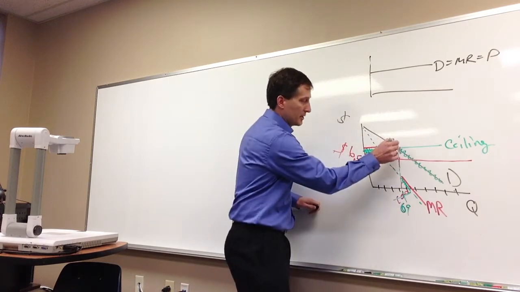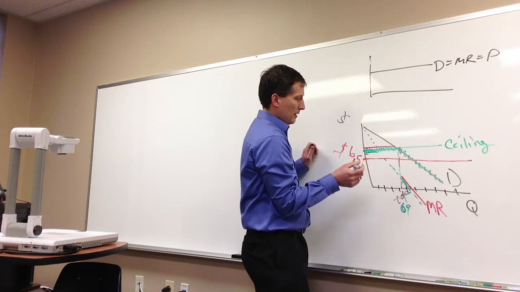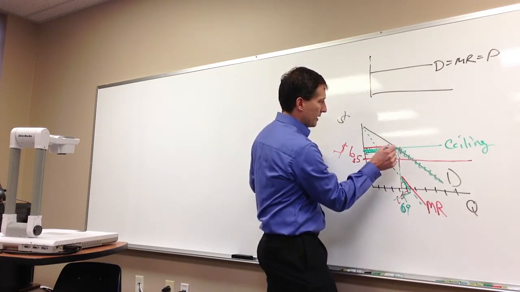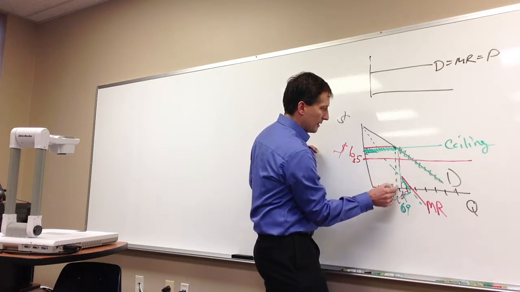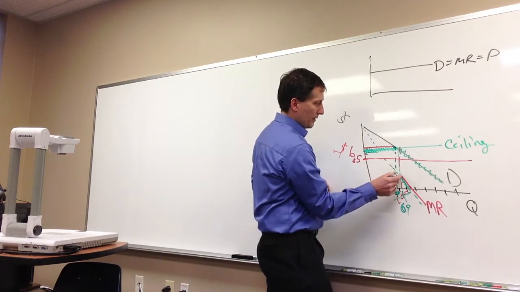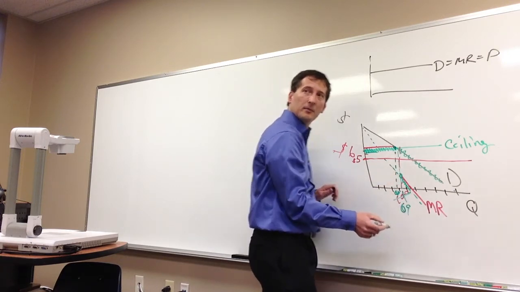So all of a sudden you drop down to here. If you were to draw this continuously, you'd end at the 68th unit, and then you'd have an open circle here for the 69th.